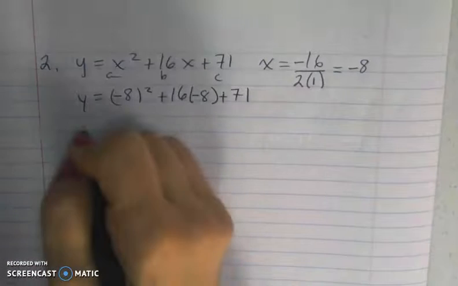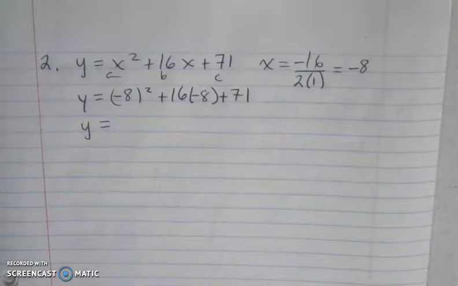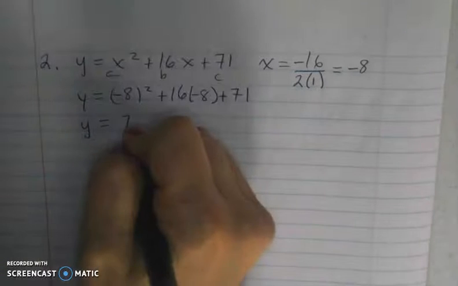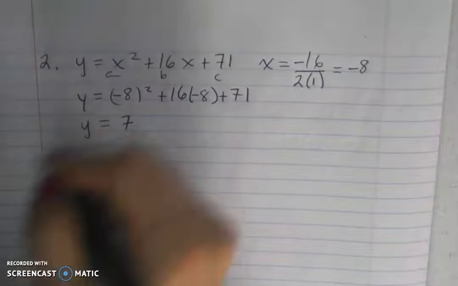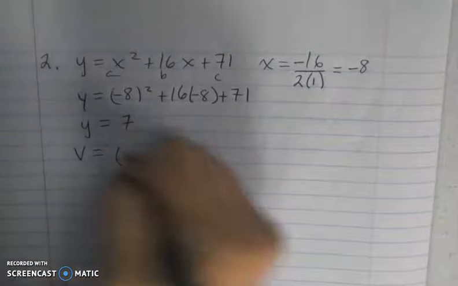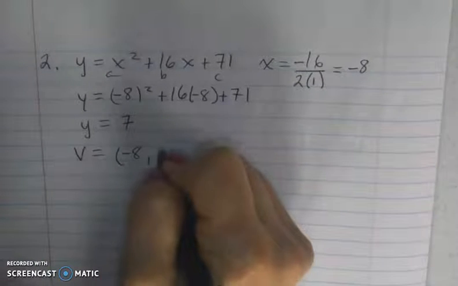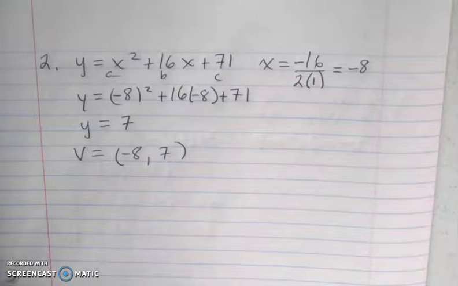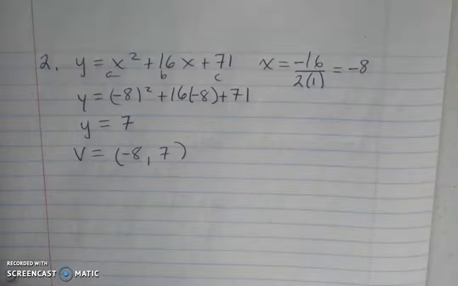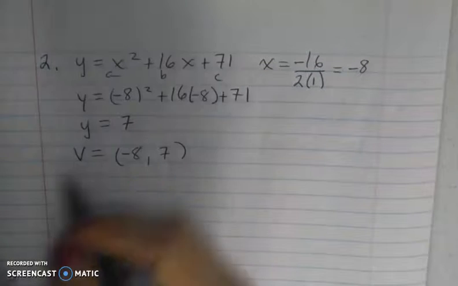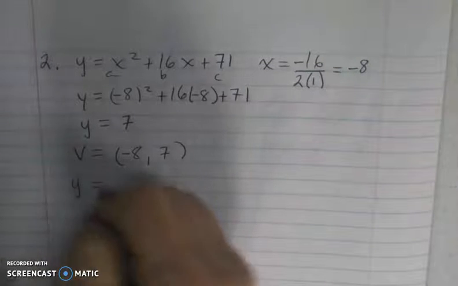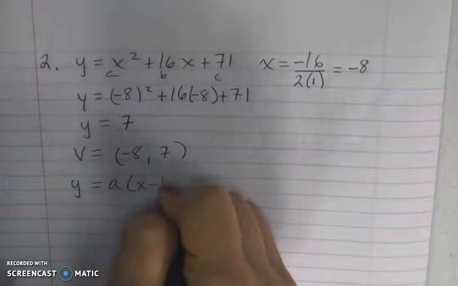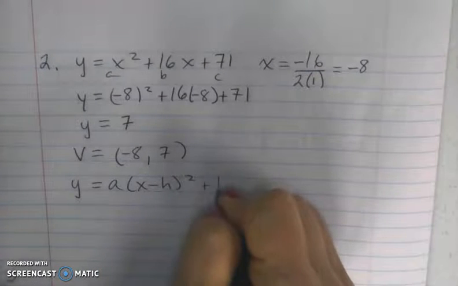I'll wait for you to do those calculations. And you should get positive 7. So that means our vertex is negative 8, 7. To write the vertex form, we simply plug in the numbers. So vertex form is this.